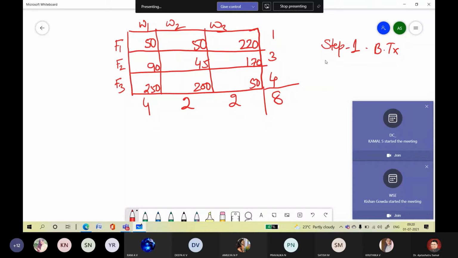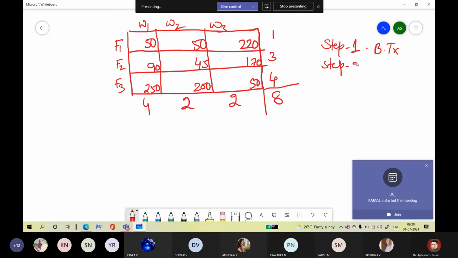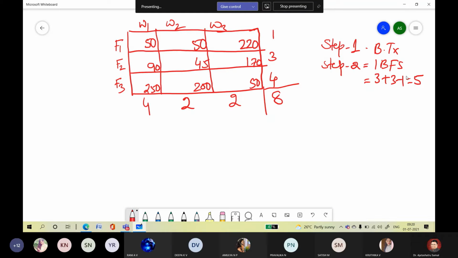Step 2, what is the IBFS rule? Anybody? What is the IBFS rule? m plus n minus 1. How much is coming? So 4 plus 3 plus 3, so 5, correct? 5, sir. 5. Now step 3, we have to apply the VAM method.